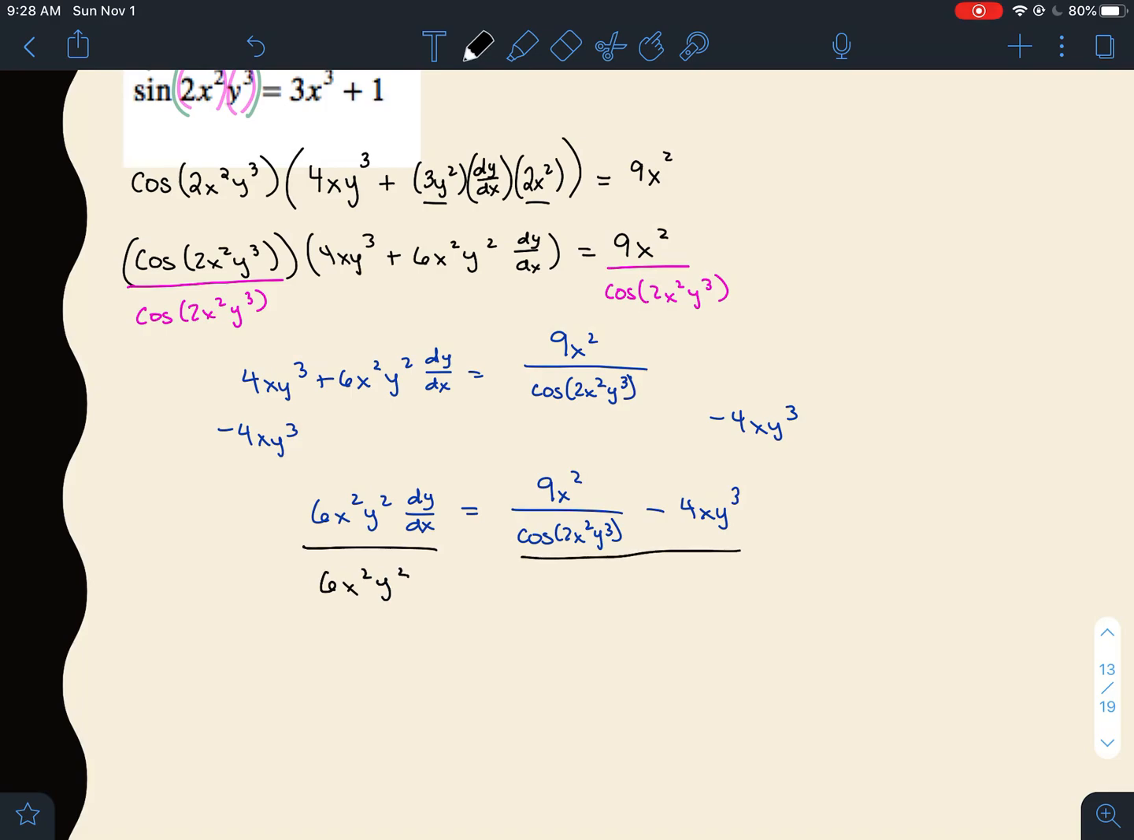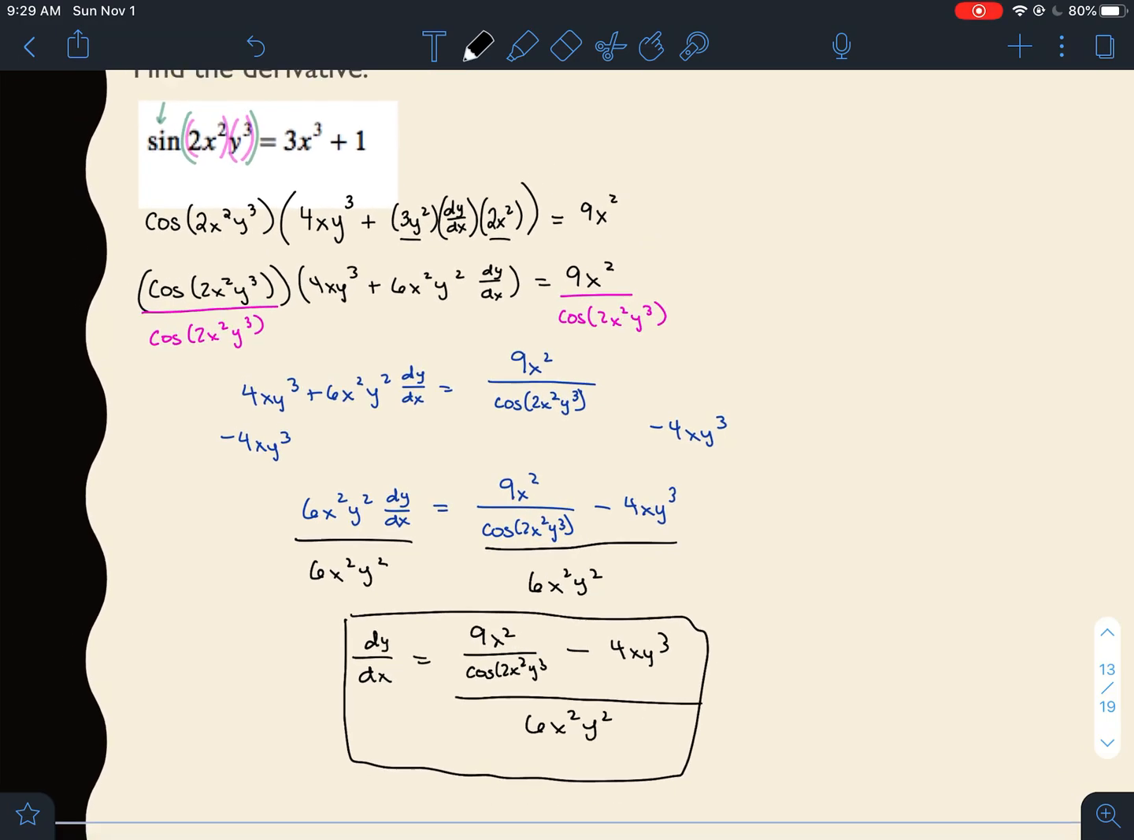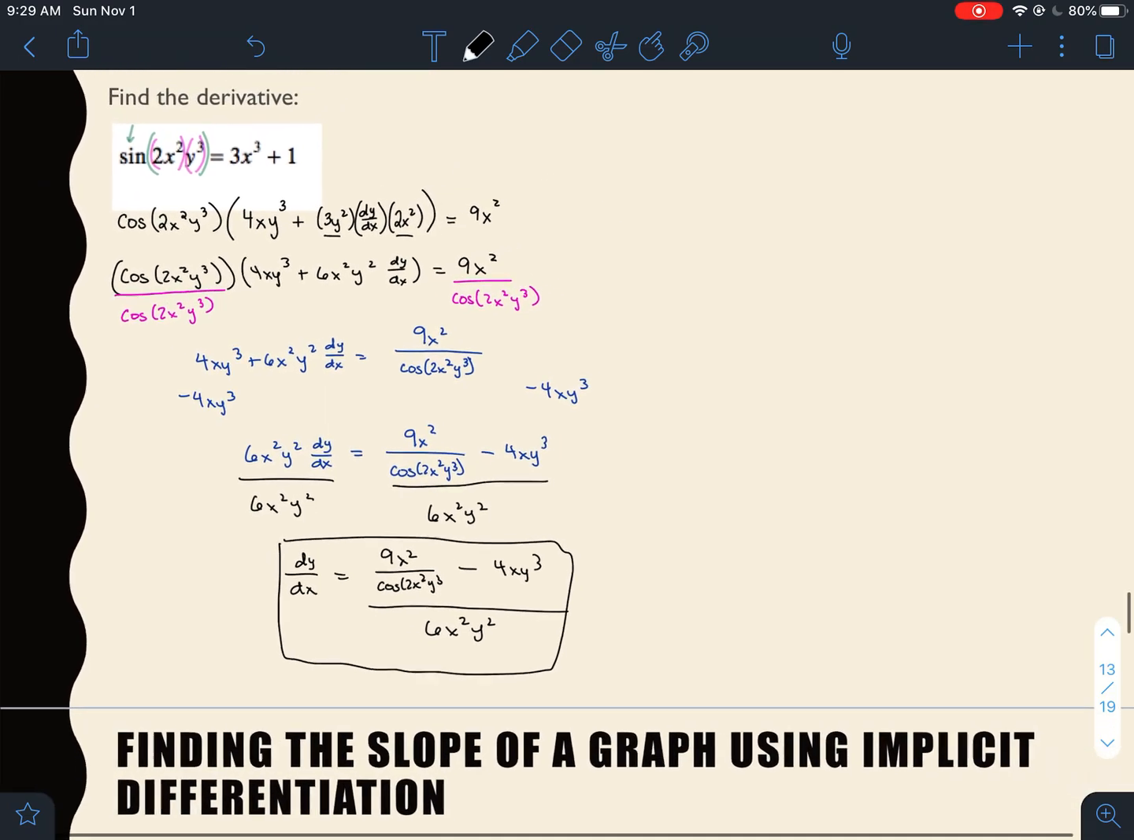And then my last step is I'm going to divide both sides by 6x squared y squared, and I'm going to leave it looking ugly. So dy dx is going to equal 9x squared over cosine 2x squared y to the third minus 4xy to the third, and then all of that divided by 6x squared y squared. And I'm going to leave it unsimplified as a complex fraction.